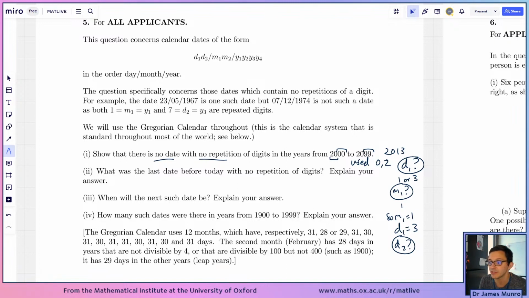Part 2 wants us to look at the past, so years before the year 2000, and explain your answer to look for no repetition of digits. So I guess our year is going to start 19 something something. I guess we'll start looking there, and if we have to go back to the 1800s, then we have to go back to the 1800s, but there we go.